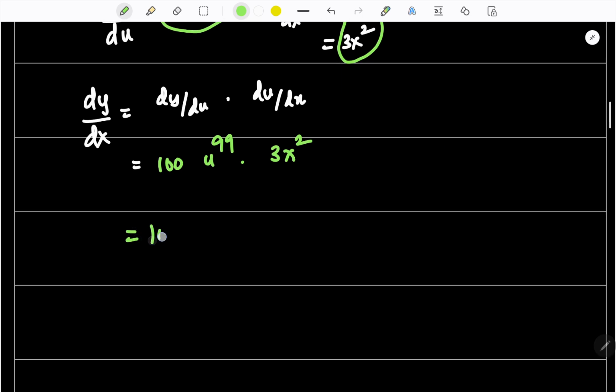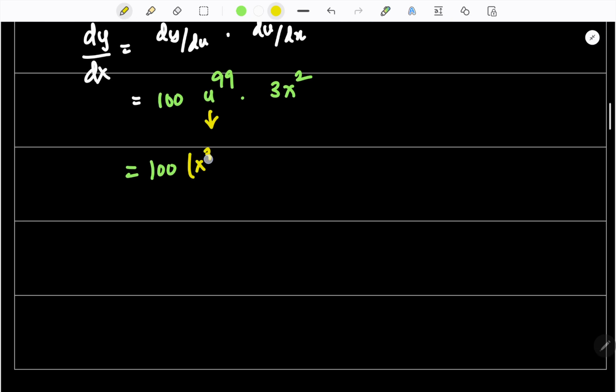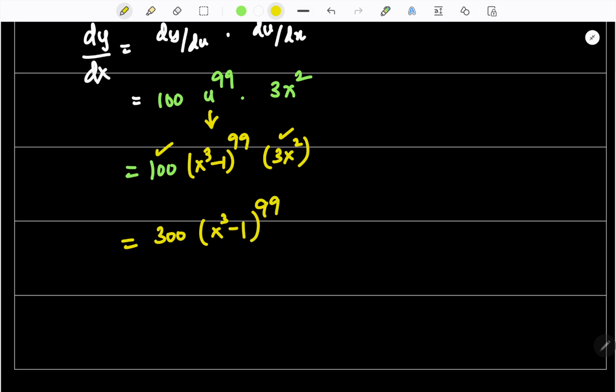We want to change this u in terms of what? x. What is the u? We called it x cube minus 1. So this is (x cube minus 1) to the power of 99 times 3x square, which is equal to 100 multiplied by 3, which is 300, times (x cube minus 1) to the power 99.